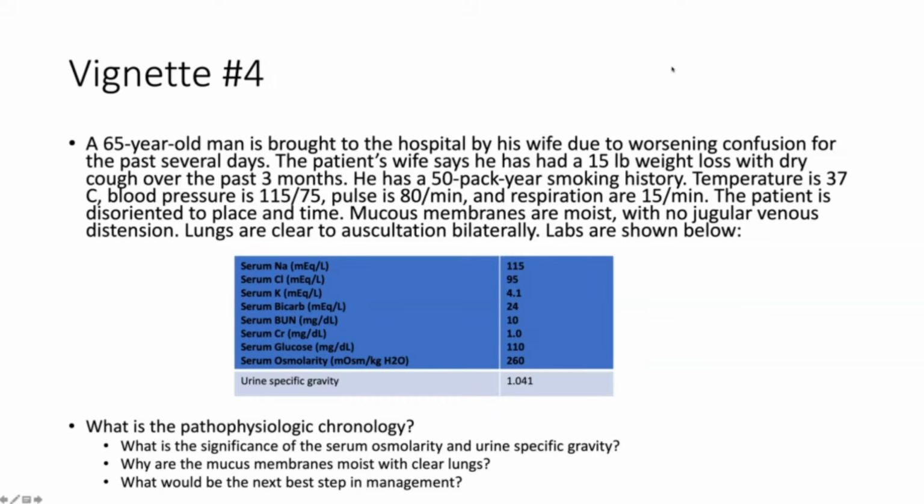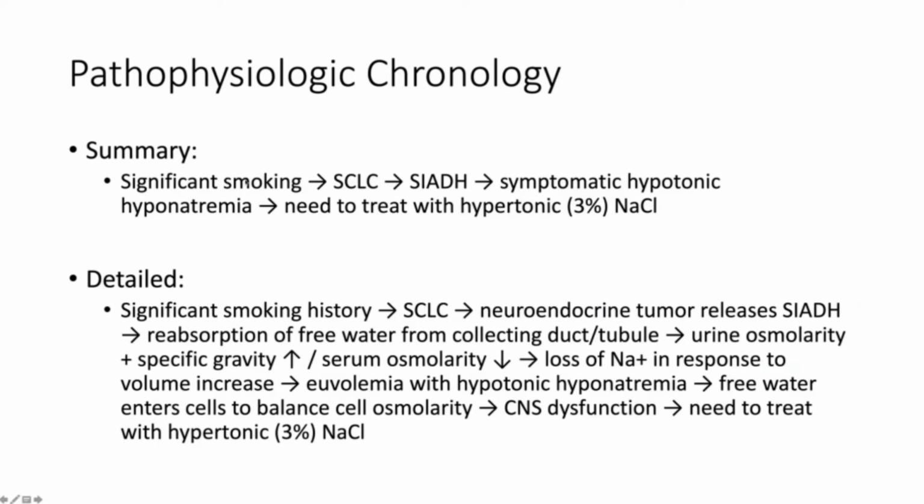Okay, so I am going to walk us through my pathophysiologic chronology, and then we're going to talk about it. The summary version, if I were to do this in time on the test, would basically be: significant smoking history, develops small cell lung cancer. From that, develops the paraneoplastic syndrome of SIADH. From that, he gets symptomatic hypotonic hyponatremia, and you need to treat that with hypertonic saline. This is the more detailed description that we'll go through next.